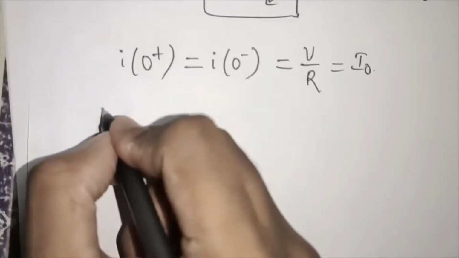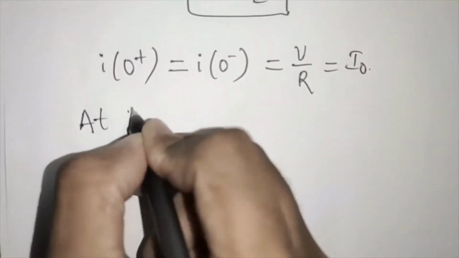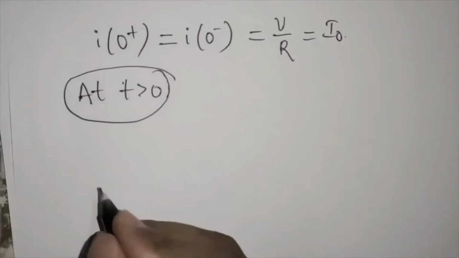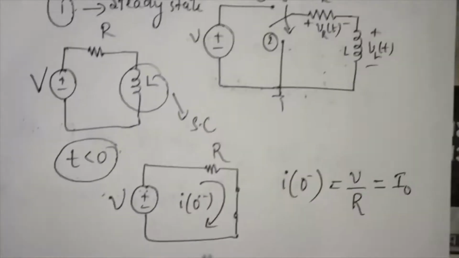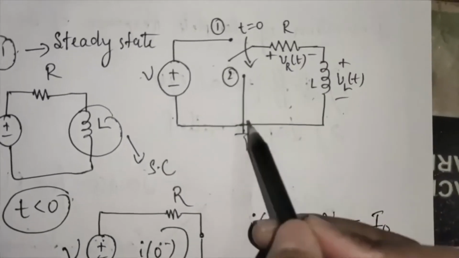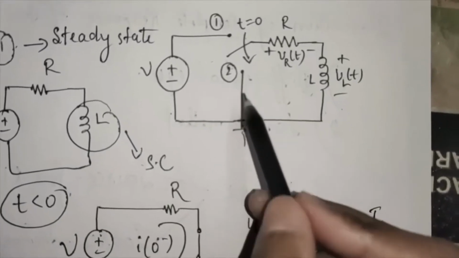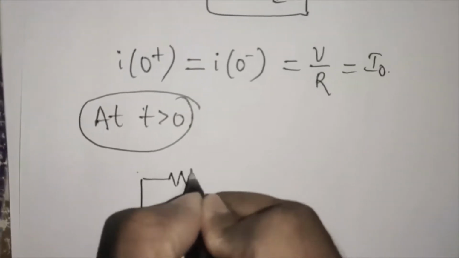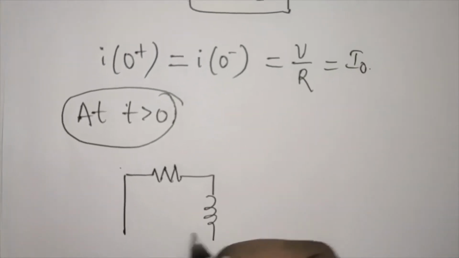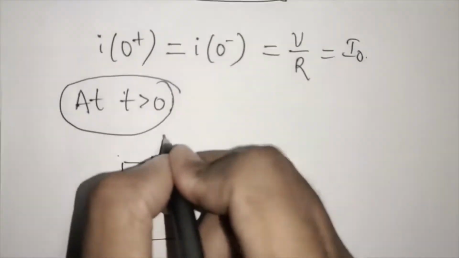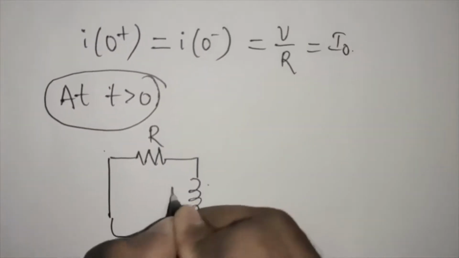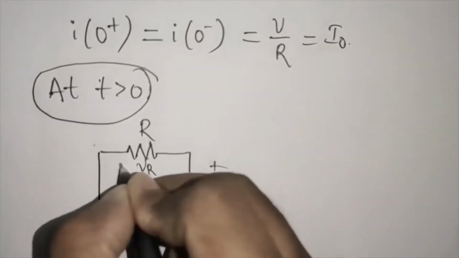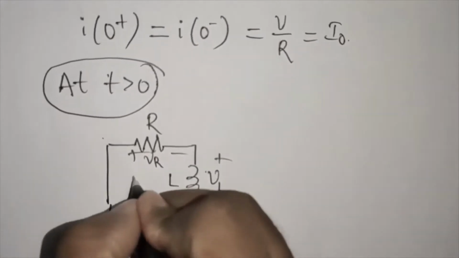At t greater than 0, that is after the switch is moved from position 1 to position 2, at position 2 there is no element connected, it is like a short circuit, so you will have a resistor in series with an inductor. Here we have R and here we have L, and the current is I of t.